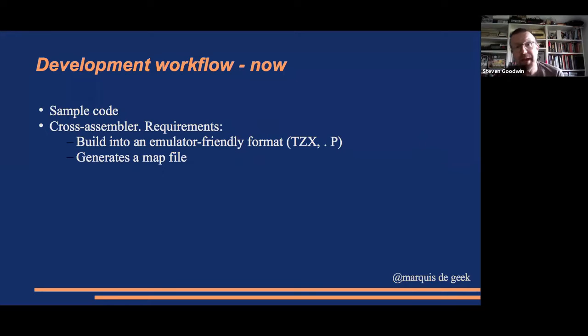So moving on from that, I have my sample code, I have my cross assembler, and I can use that assembler to build something that will load into an emulator, either a .p file or a .tzx file, and it will also generate a map file. Now, this map file is exactly the same type of map file you'd find in your C compiler or even in your obfuscated JavaScript file, which is to say, it's a big list in text that says, this function name is stored at this memory location.